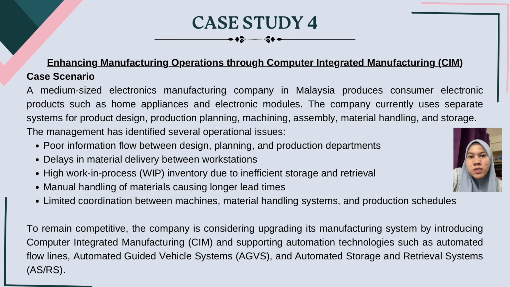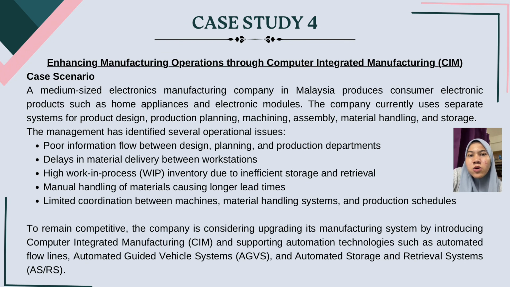For the last case study, I will discuss chapter automation system part 2, which is computer integrated manufacturing, or we call it CIM. The case scenario is about a medium-sized electronics manufacturing company in Malaysia producing consumer electronic products such as home appliances and electronic modules. The company currently uses separate systems for product design, production planning, machining, assembly, material handling, and storage. The management has identified several operational issues.